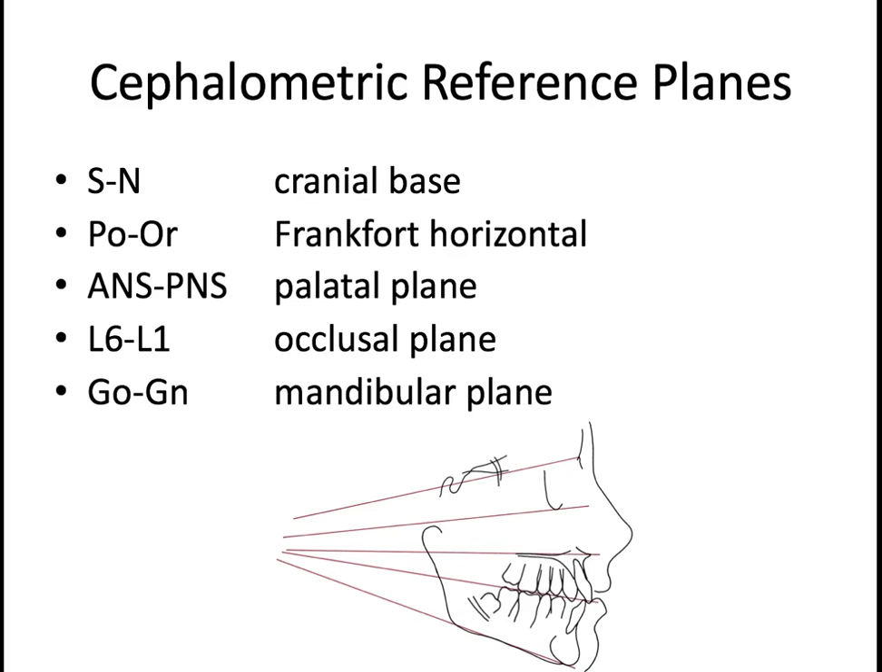The Sassouni analysis states that all 5 of these reference planes should intersect at around the back of the head, the occiput of the head. If they intersect earlier, the patient is considered hyperdivergent. If they intersect later, they're considered hypodivergent. Just one example of how these reference planes can be used diagnostically.